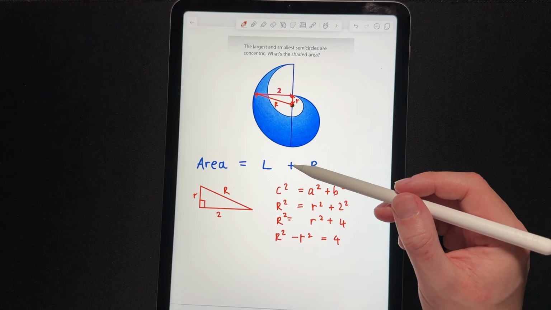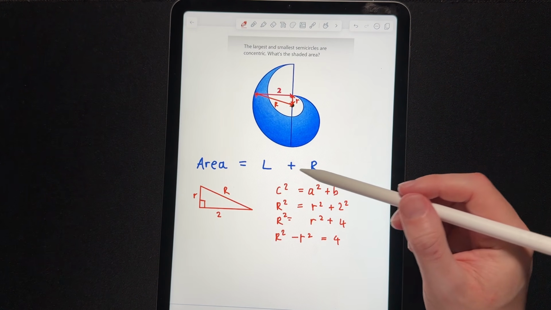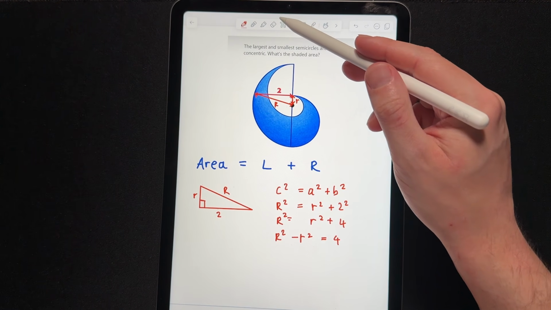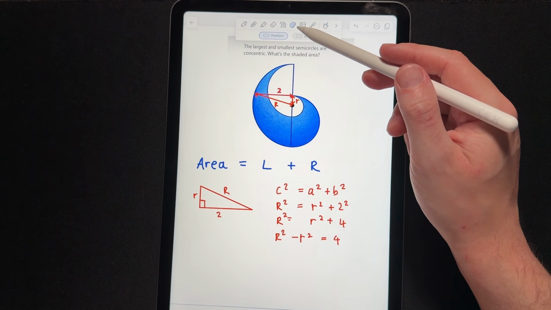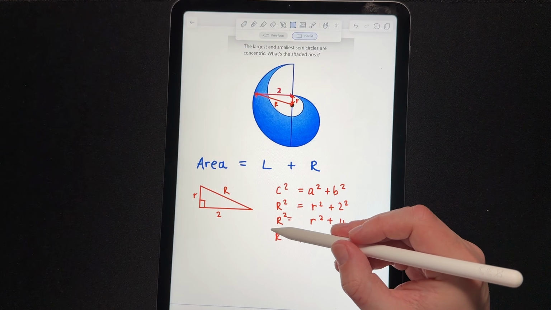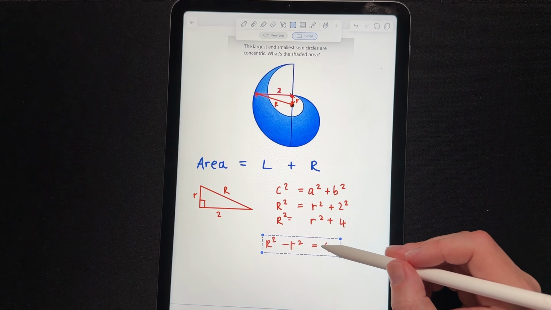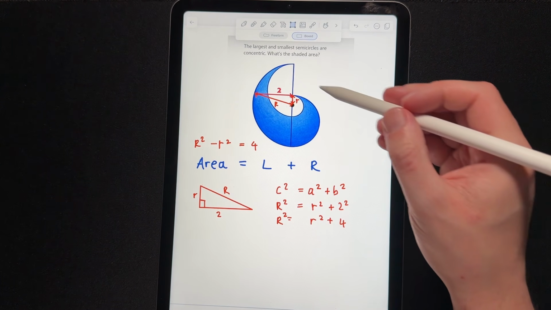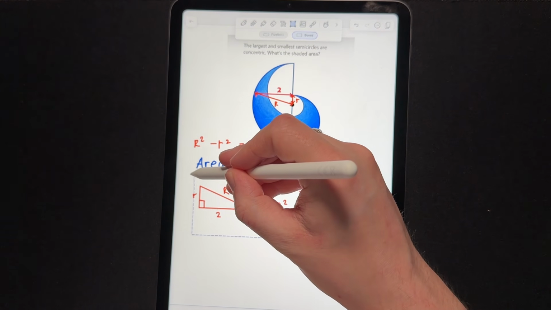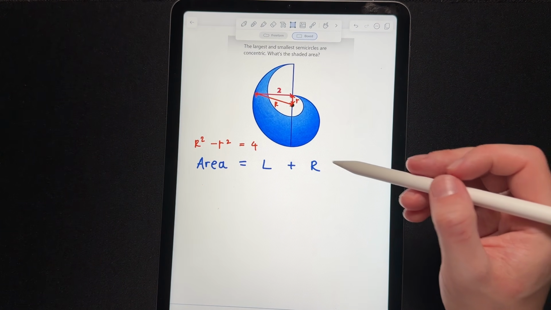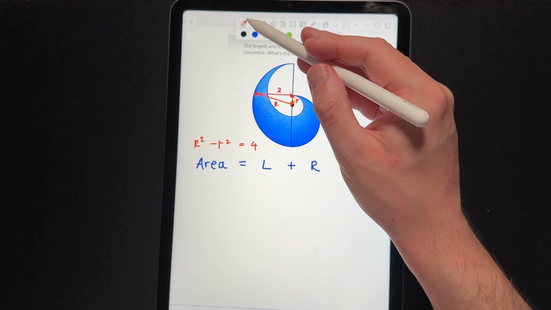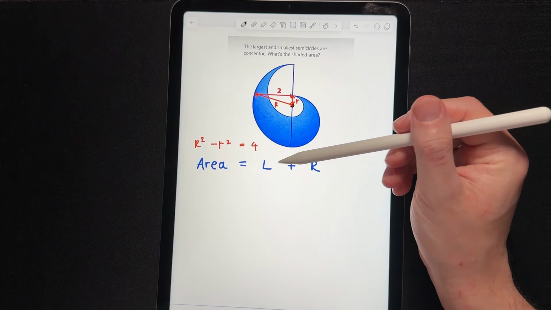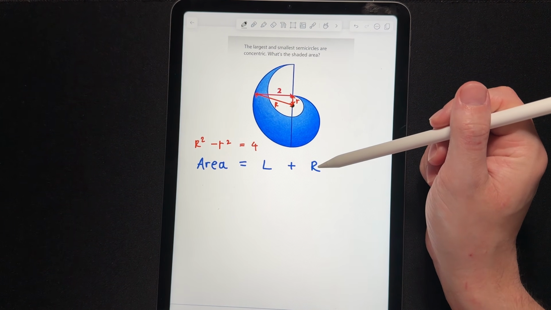Let's go back to solving the area in terms of left and right. I'm going to take our formula here and just put it up here. We no longer need any of this. Going back to taking a look at this area that we need to solve, let's work out left plus right.